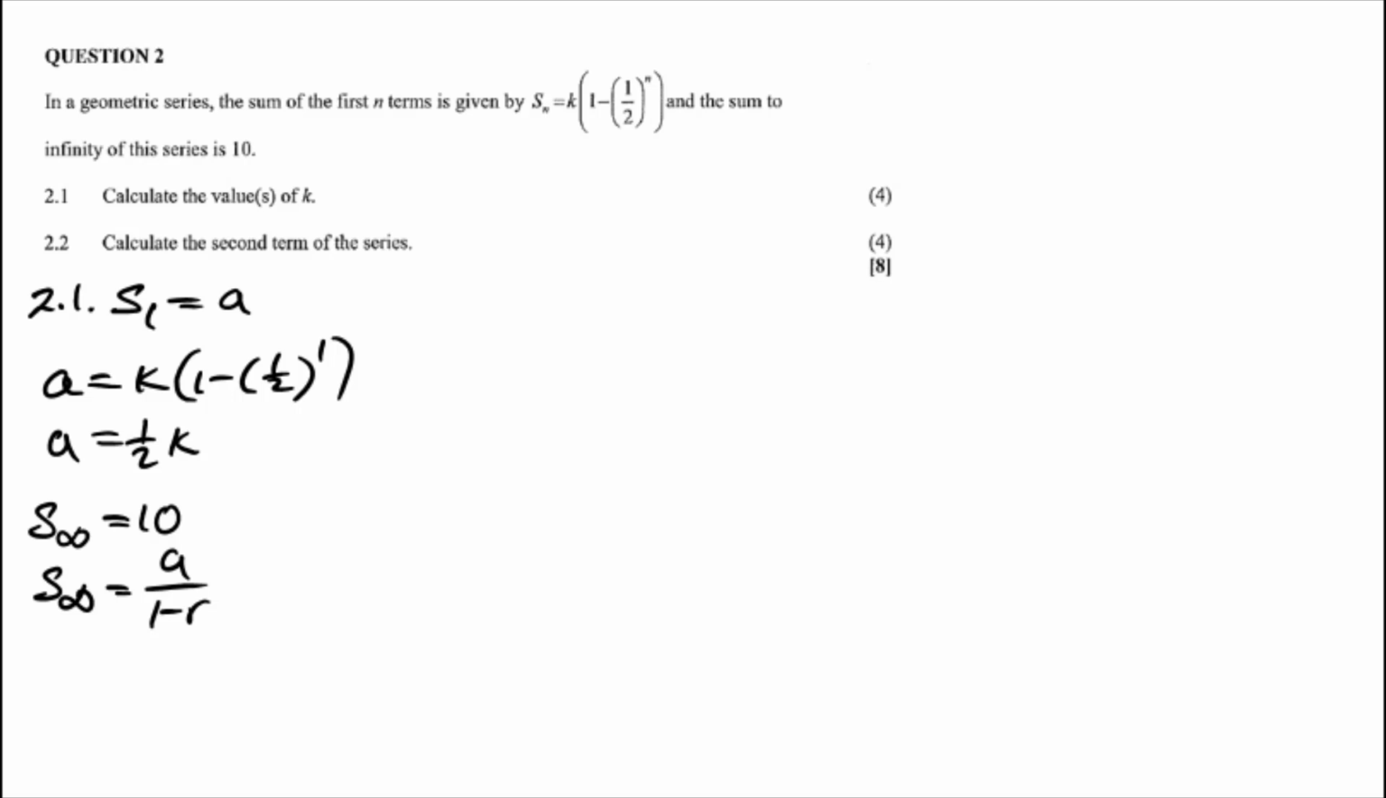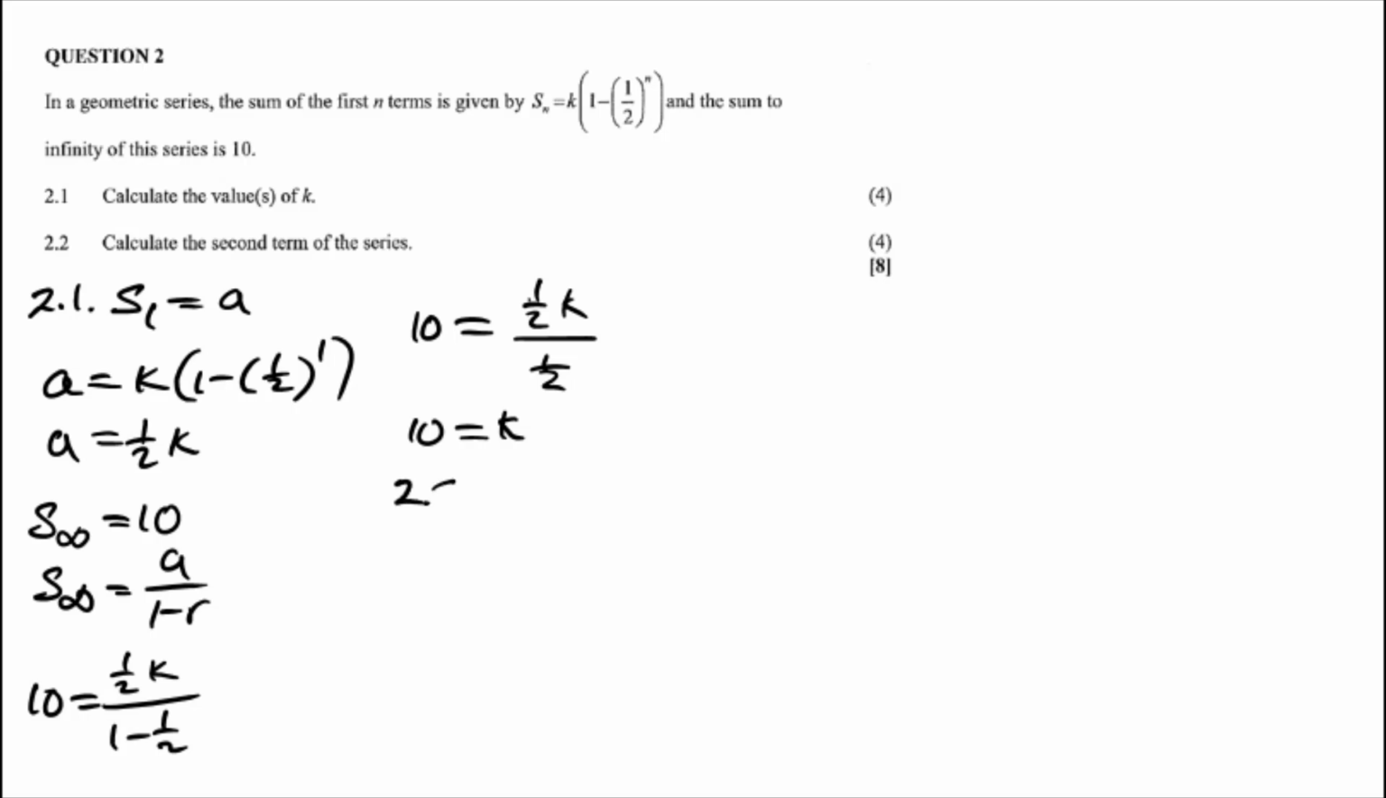And what we have here is that 10 is equal to, now remember, A is 1 over 2 k, divided by 1 minus r, and r is 1 over 2. So now we have 10 is equal to 1 over 2 k divided by 1 minus a half, which is going to be 1 over 2. Now 1 over 2 cancels 1 over 2, and then 10 is equal to k, so meaning k is equal to 10. So we have found the value of k.